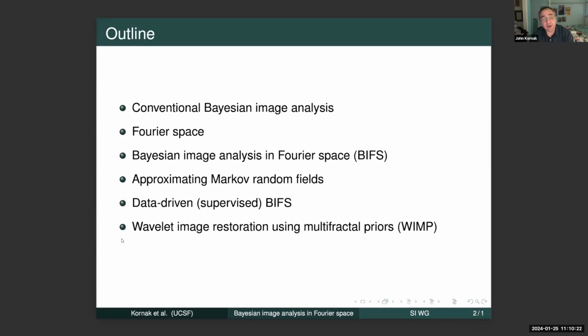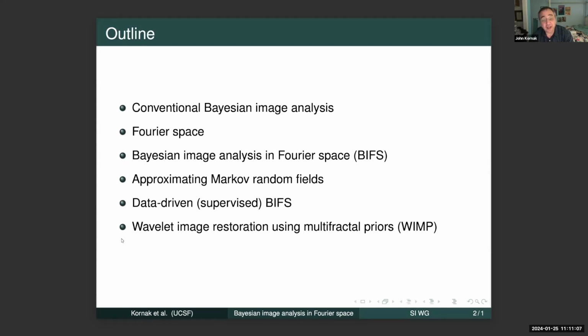So briefly as an outline, I'm going to give an overview of conventional Bayesian image analysis, assuming that not everybody here is familiar with it. I'll then talk about Fourier space at a very high level to motivate why we're going to think about the problem over there, and then describe using Bayesian image analysis in Fourier space. I'm going to talk about a few applications of the method, in terms of approximating Markov random fields, sort of conventional models, taking BIFS, Bayesian image analysis in Fourier space. I'll be switching back and forth, but basically working with that data-driven version of it.